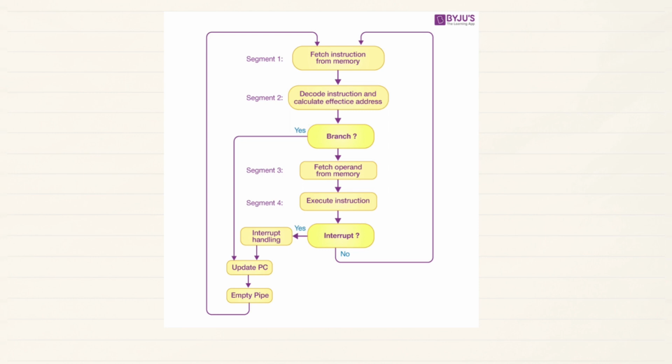In segment 1, the instruction fetch segment can be implemented using the FIFO, that is, the first in, first out buffer. In the second segment, the memory instruction is decoded and the effective address is then determined in a separate arithmetic circuit. In the third segment, some operands would be fetched from memory. In the fourth segment, the instructions would finally be executed in the very last segment of a pipeline organization.